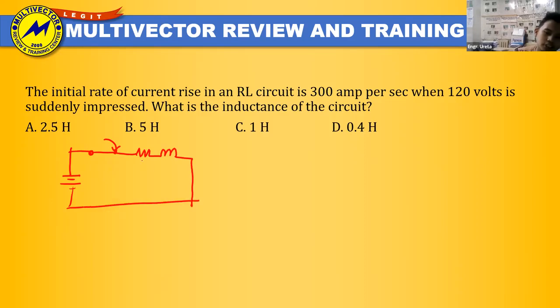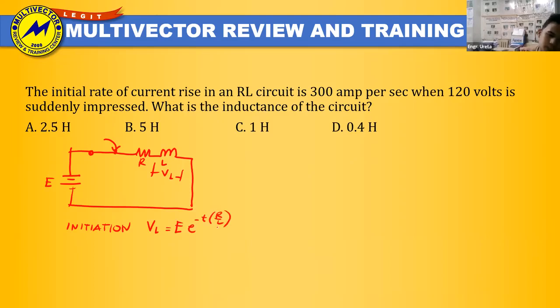Of course, we will no longer derive the direct formula. The direct formula here is for the voltage across the inductor, for the initiation transient. If you want to review the formulas, look at electrical transients. For the initiation circuit, the voltage drop across VL is equal to the EMF of my source, E, multiplied by e raised to negative t multiplied by R all over L.